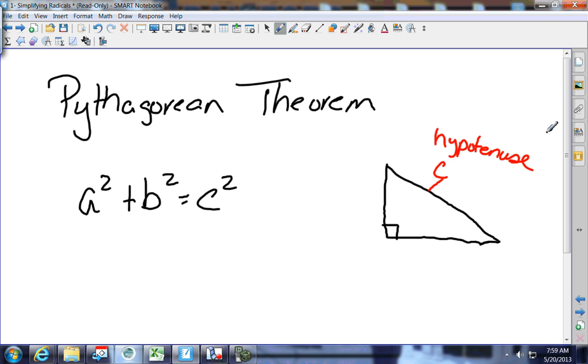And that didn't even look like a C over there, does it? Okay. That's C. Now you have A and B, and it doesn't matter which ones you call A and B. Those are just the legs. Okay? The biggest thing is to make sure you know which one is the hypotenuse. So let's just do one for giggles. Does everybody have this written down? No? Yes?